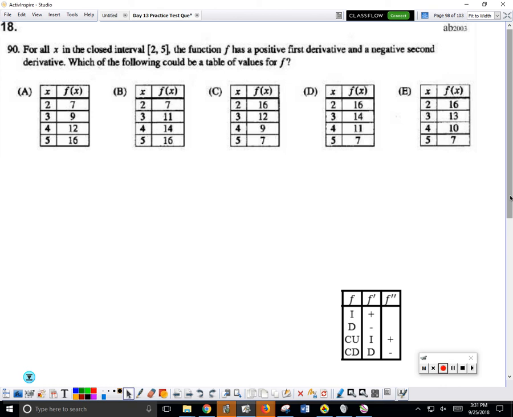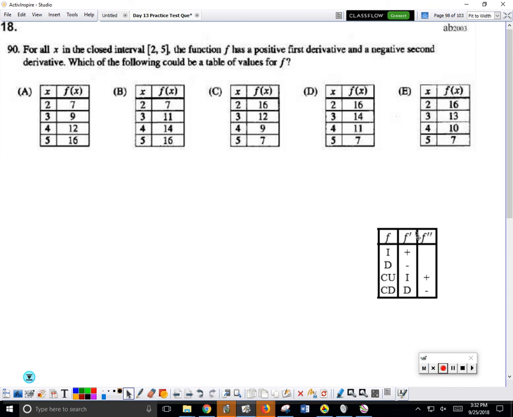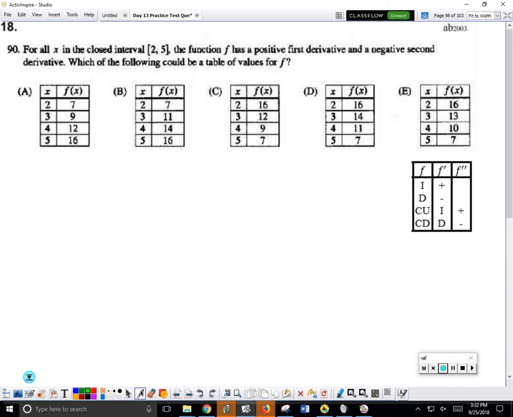When it says positive first derivative and negative second derivative, on the chart, I would circle the increasing, right? And then concave down. So I circle both, so I can see the correlation. And then the negative second derivative, you would do that.